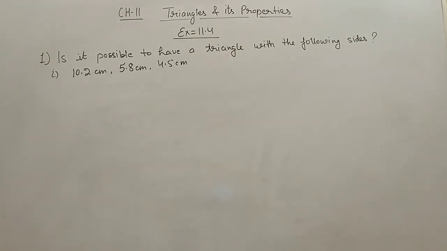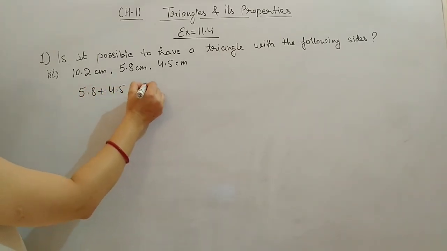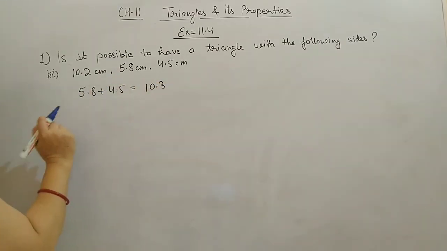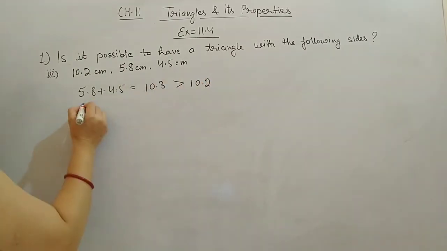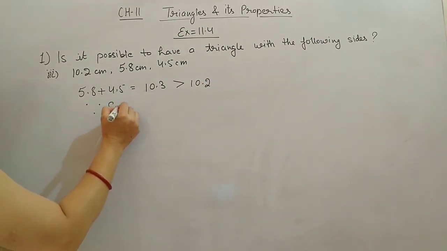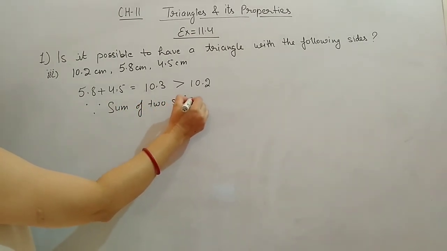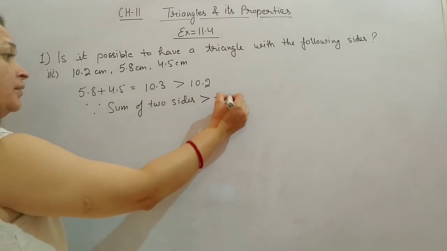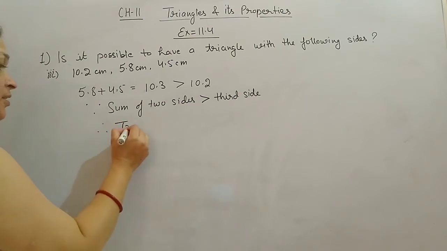Third part, three sides are given: 10.2, 5.8 and 4.5. We will take the smaller two sides and take their sum. 5.8 plus 4.5, here we will get 10.3. So 10.3 is greater than this third side 10.2. So because the sum of two sides is greater than the third side, therefore the triangle is possible.